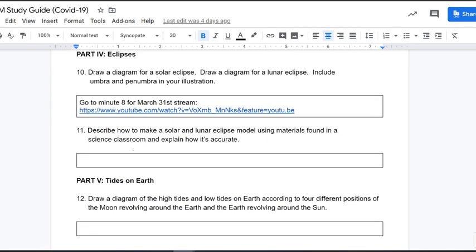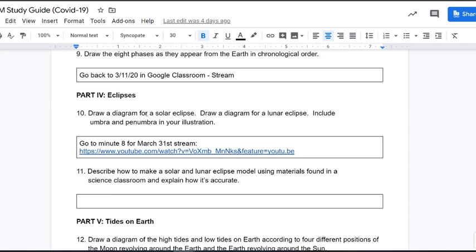Part 4, an eclipse. Draw a diagram of a solar eclipse. Draw a diagram for a lunar eclipse. Include umbra and penumbra in your illustration. You can go back to the March 31st stream. Go to minute 8. That diagram right there will help you answer this question. All right. Believe I have the pictures left over. Search for that in a second.